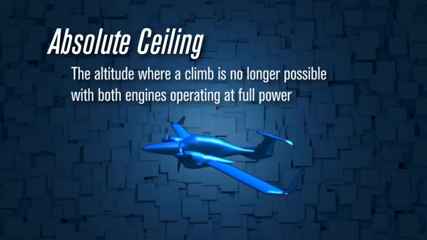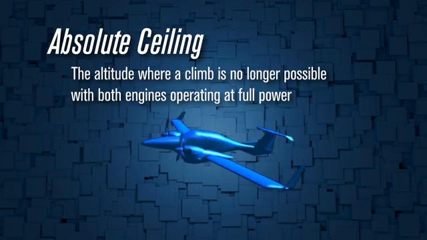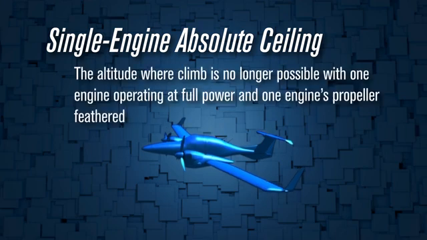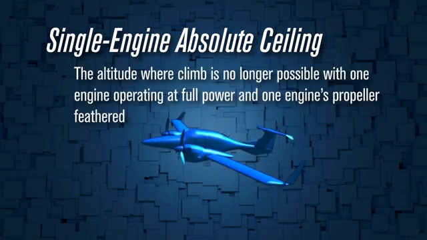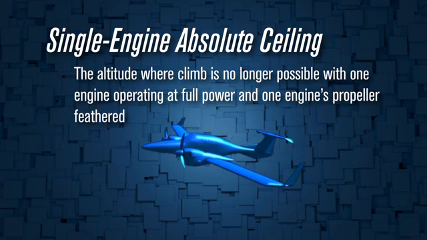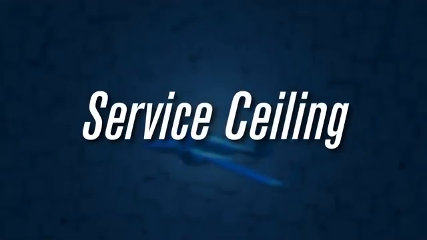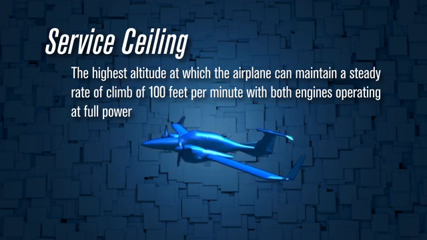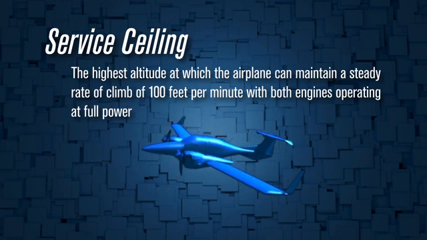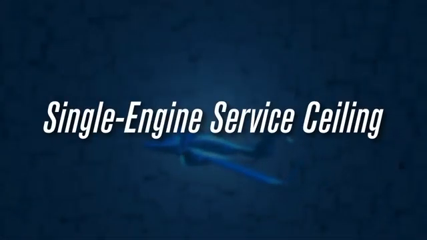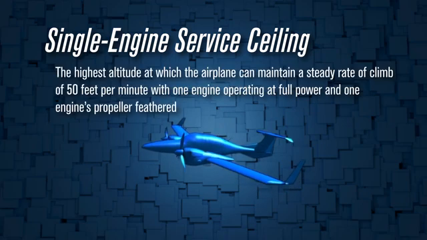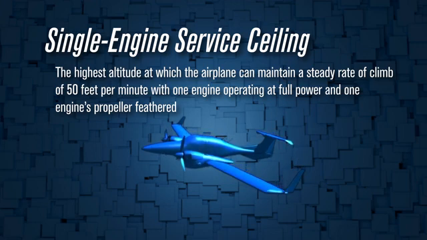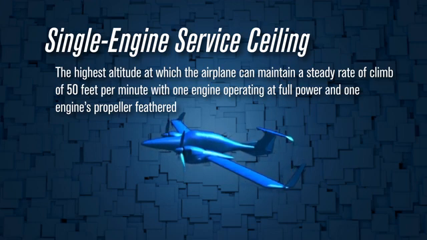Absolute ceiling: the altitude where a climb is no longer possible with both engines operating at full power. Single engine absolute ceiling: the altitude where climb is no longer possible with one engine operating at full power and one engine's propeller feathered. Service ceiling: the highest altitude at which the airplane can maintain a steady rate of climb of 100 feet per minute with both engines operating at full power. Single engine service ceiling: the highest altitude at which the airplane can maintain a steady rate of climb of 50 feet per minute with one engine operating at full power and one engine's propeller feathered.